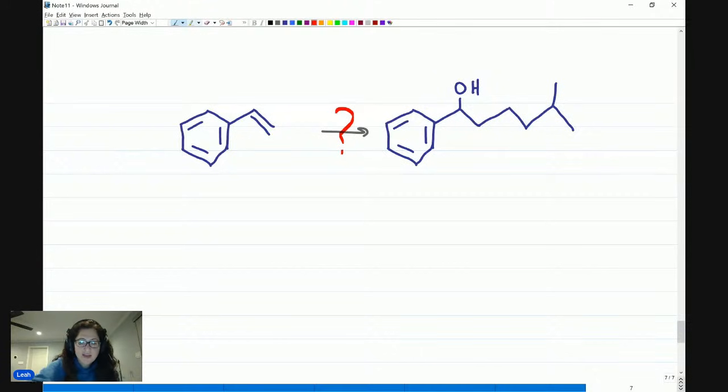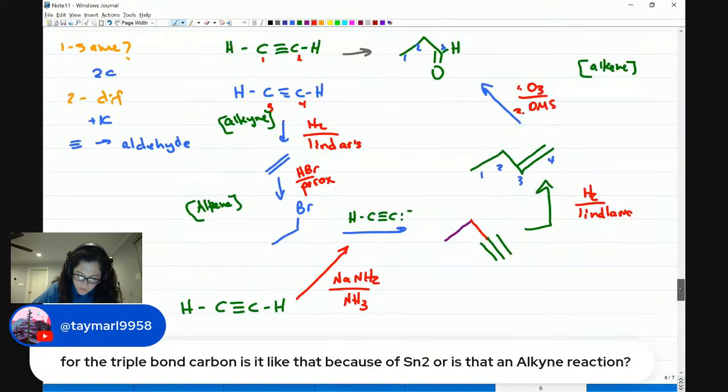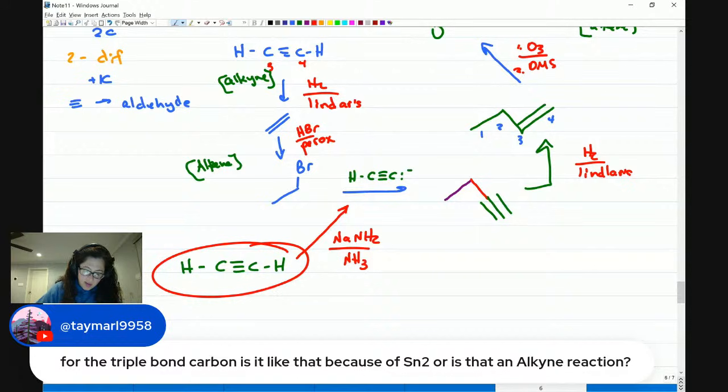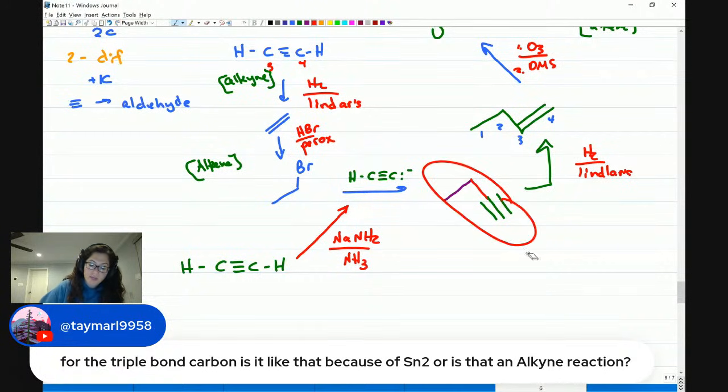All right, ready to make this an easy problem? For the triple bond carbon, is that like that because of SN2, or is that an alkyne reaction? So this right here is our starting molecule, that's acetylene. We turn it into an acetylide, which is a very good nucleophile, and this is going to do an SN2 reaction. The SN2 reaction specifically is right here. That's the attack, and that is the SN2 product.